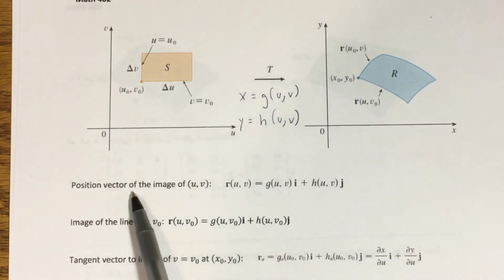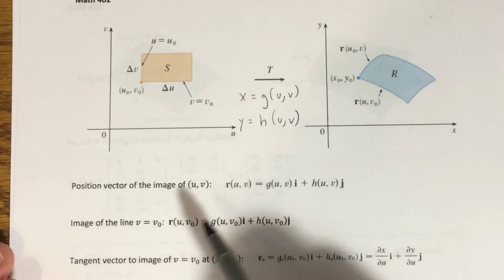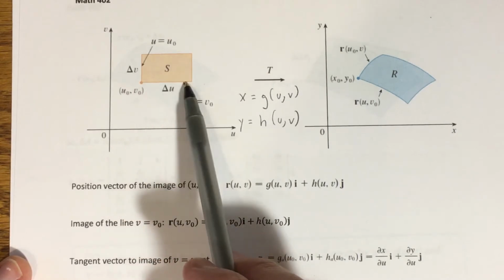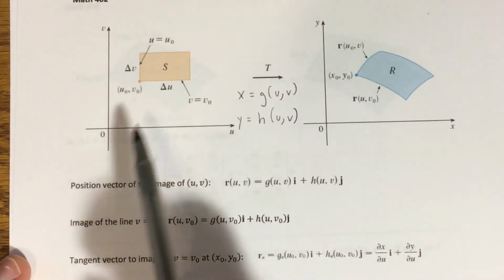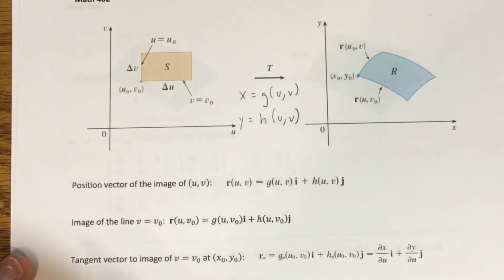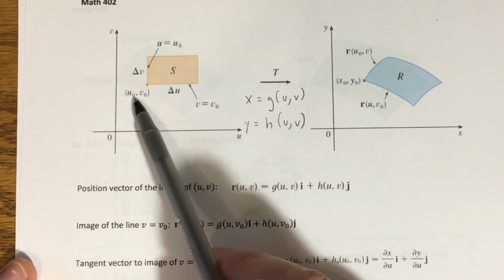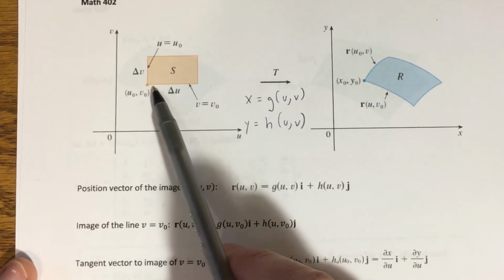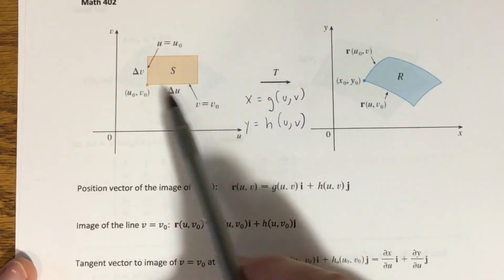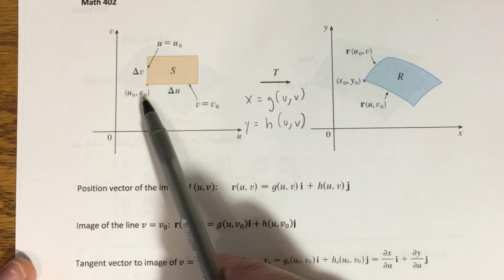Next thing I want to do, this is the position vector for a single point, but can we come up with a vector function to describe the images of curves? In particular, the lines that make up the edges of this rectangle. So I'm going to start by focusing on this bottom edge of this rectangle right here. You notice the point of this rectangle that's closest to the origin, I'm just calling it u0, v0, so I can reference those coordinates. If v0 is the v coordinate of this point, then this edge of the rectangle is part of the line v equals v0. All of the v coordinates of all the points on this line are v0.